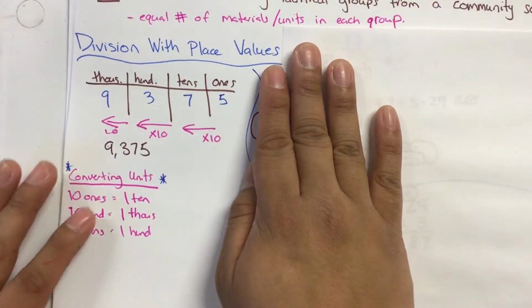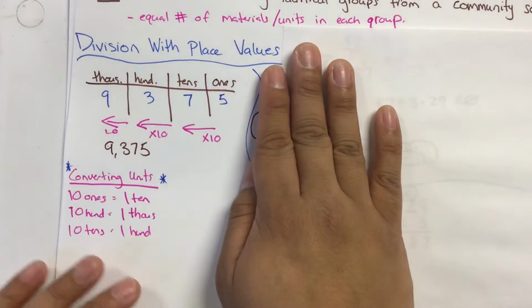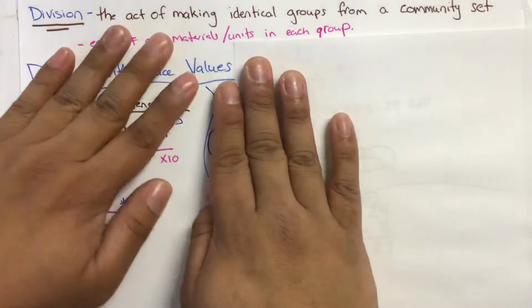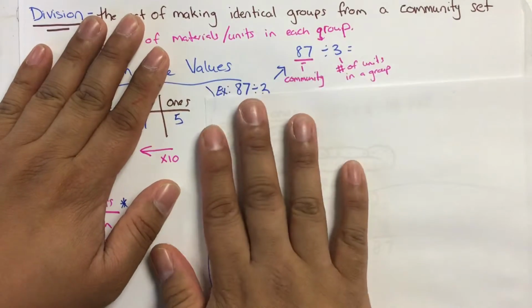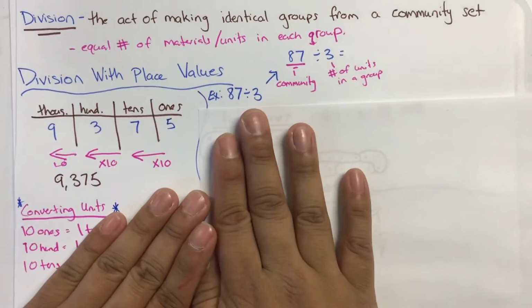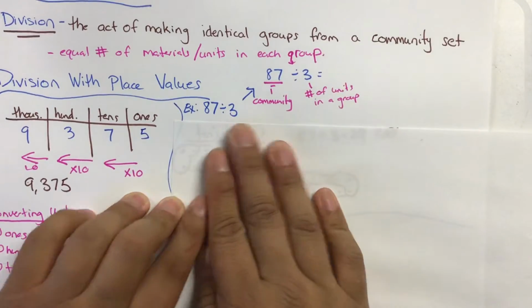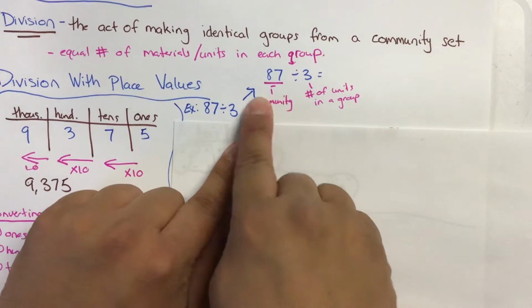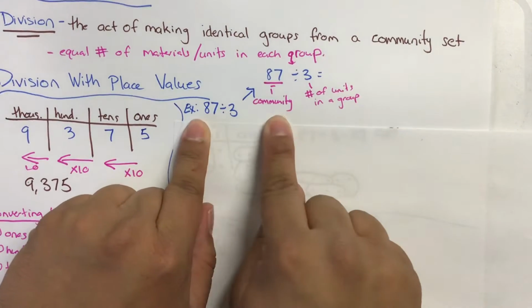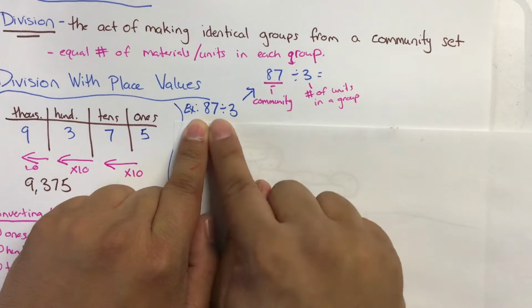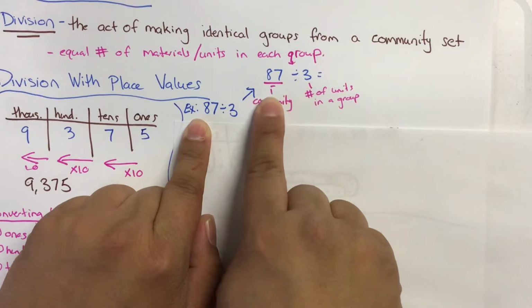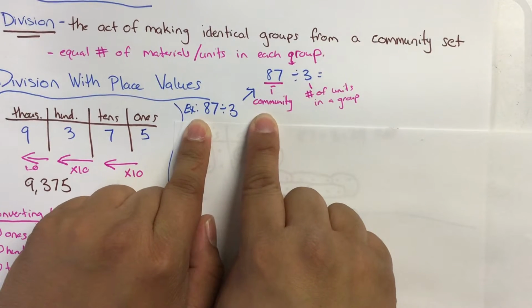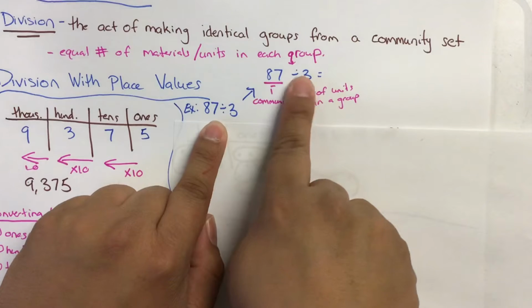Keep that in mind. We're going to look at that in just a little bit when we look at our first practice problem. So we're going to take a look here at our first problem of 87 divided by 3. When we break down a division problem, we can see that this leftmost number is the community pile that we're going to be dividing. So we're going to look at 87, and we need to divide it into groups of 3.